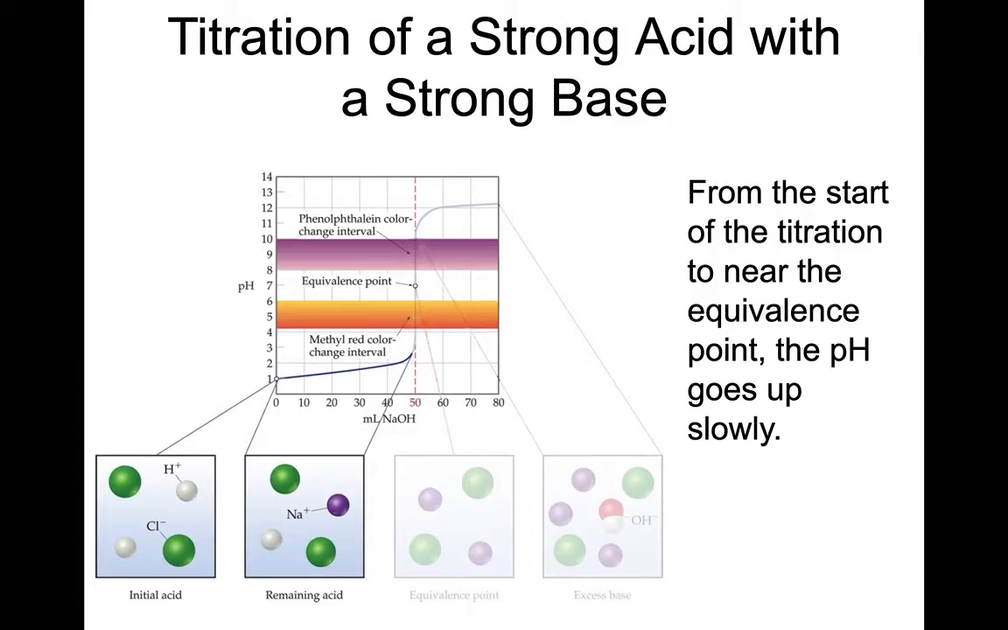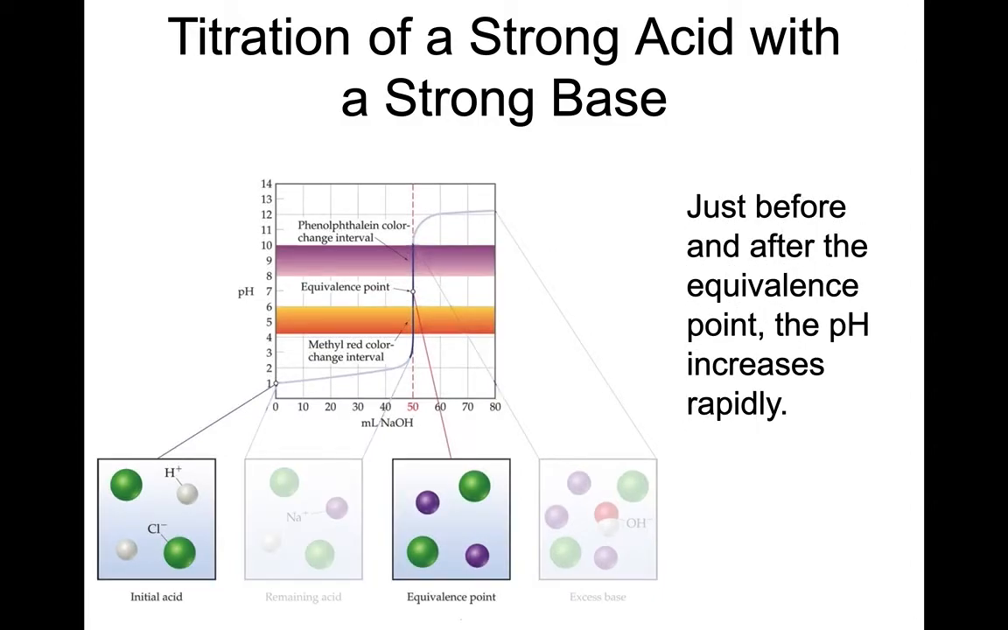So let's take a closer look at what happens here. When we start the titration, and as we go towards the equivalence point, the pH goes up slowly. In this example, we're titrating a strong acid with a strong base. So we've got a strong acid in our beaker, and we're slowly adding a strong base. We start here with a very low pH because we had a strong acid, and as we add base to it, our pH is slowly increasing.